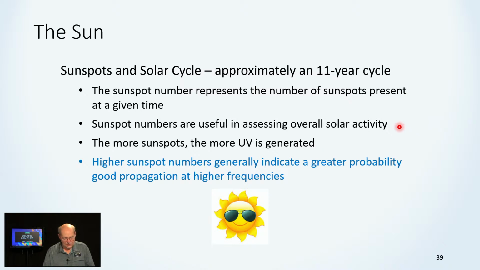So a lot of stuff comes from them. The more sunspots, the more UV is generated. For propagation, that's a good thing. And the pool question, higher sunspot numbers generally indicate a greater probability of good propagation at higher frequencies. So over the past couple years, 10 meters, 12 meters, 15 meters have been just dismal. They're really getting hot now and improving.